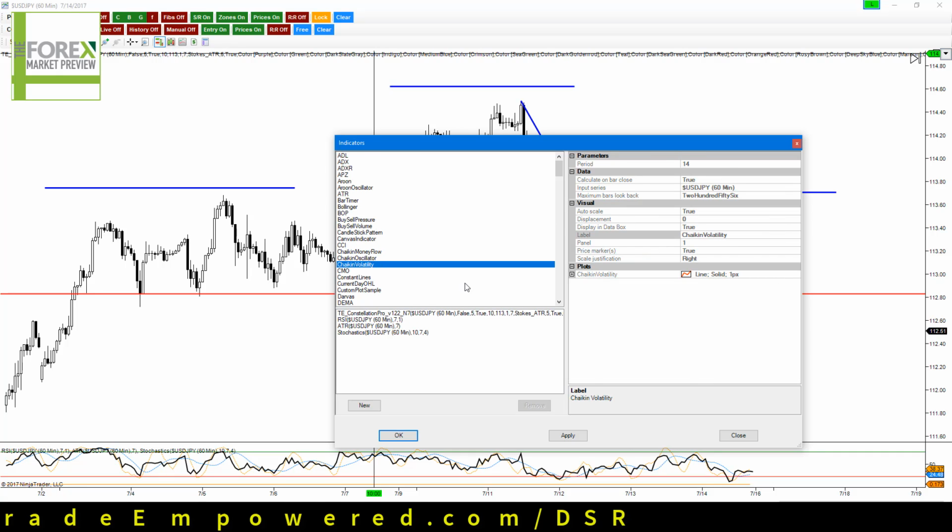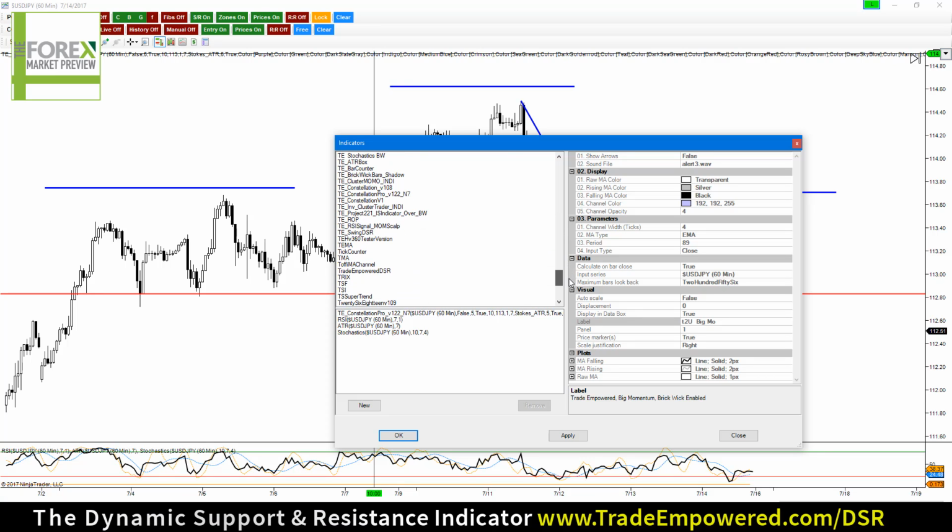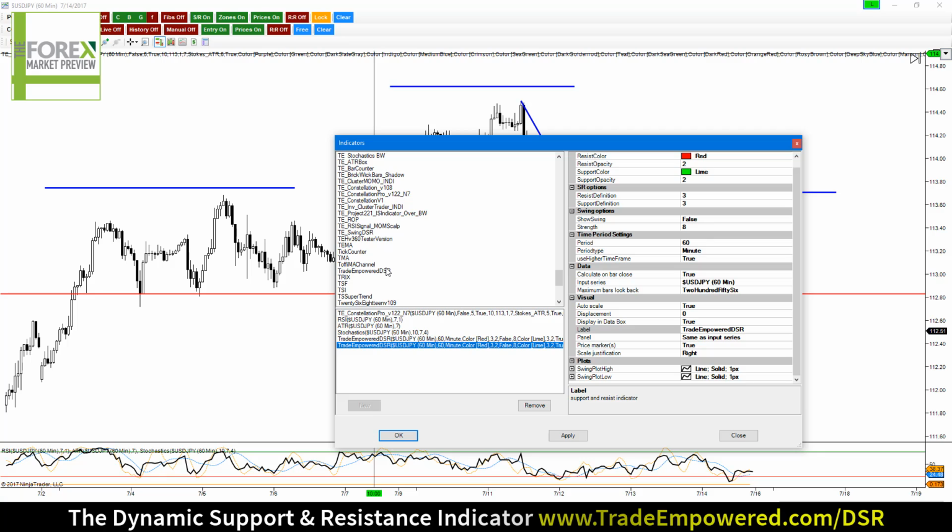This is an indicator we use here at Trade Empowered called the Dynamic Support and Resistance Indicator. And I'm going to put 2 of these on my chart. This is going to give me a visual representation of both major and minor structure levels. And I'll show you what I mean in a second.